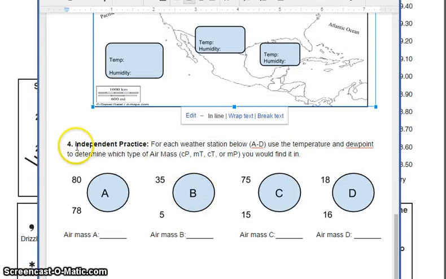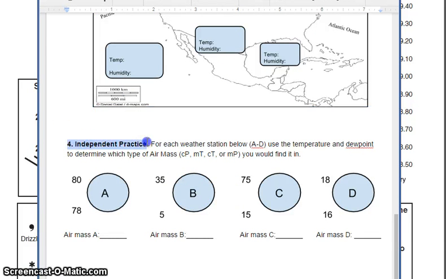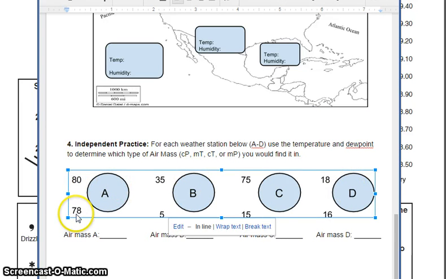Alright, so now you should be ready for the last part of the worksheet, part 4 of independent practice. For each weather station below, A, B, C, and D, you're going to use the temperature and the dew point to tell us which type of air mass you would find at this sort of weather station. So what we're trying to figure out is the temperature, is it hot or cold, and then if the dew point is close to the temperature, that means that the air is saturated with water, meaning that you would have humid, wet, or maritime air. And if the temperature is far apart from the dew point, then that means that the air is dry.